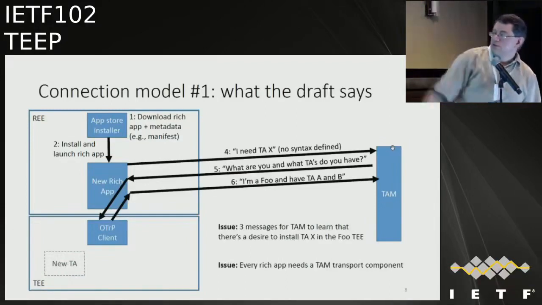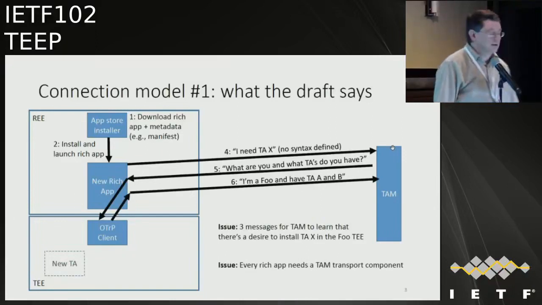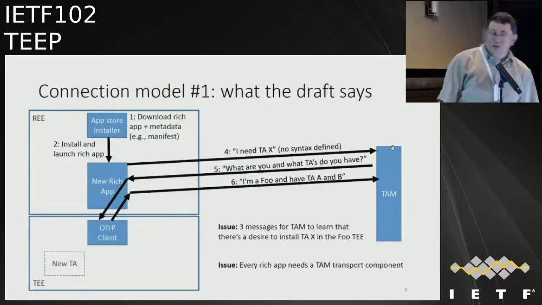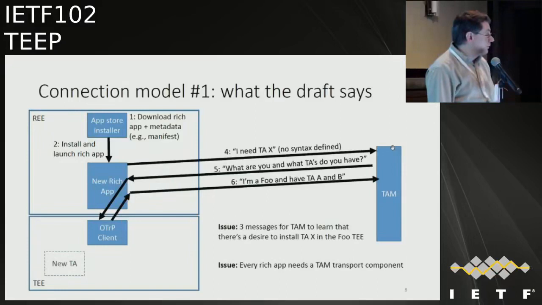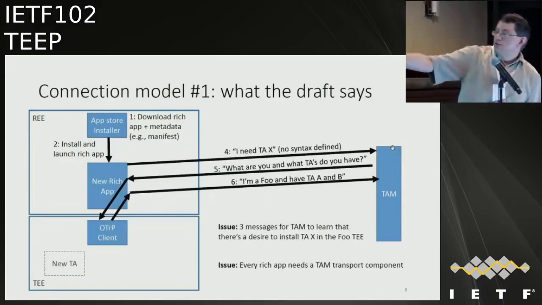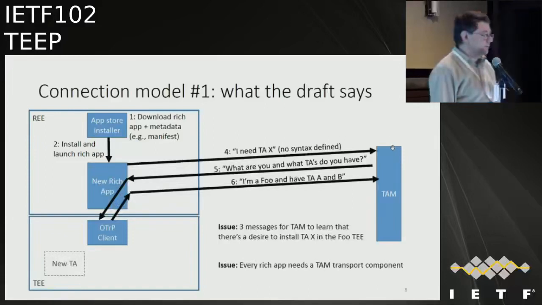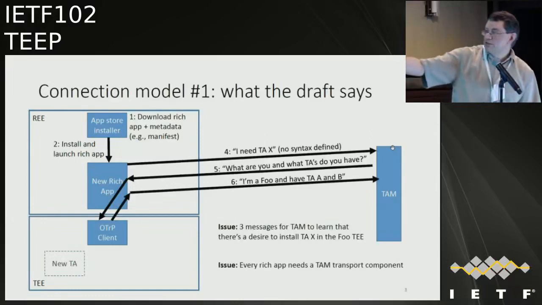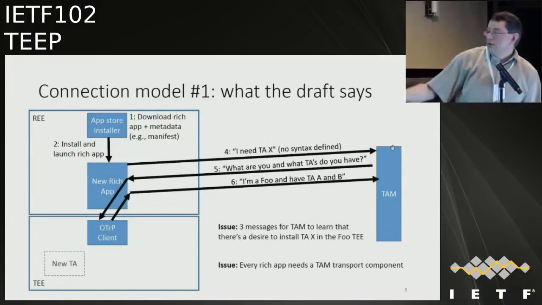So there's these 3 messages that, at the end of the day, are used to figure out that there's a desire to install TAX in the foo TEE. And so that's one issue, that there's 3 messages. Here it's inferred because I need TAX, I have A and B, I didn't see X in this list, therefore I need to put X in you, okay? And so there's work on the TAM to say, take this and see if it's in this list, okay?